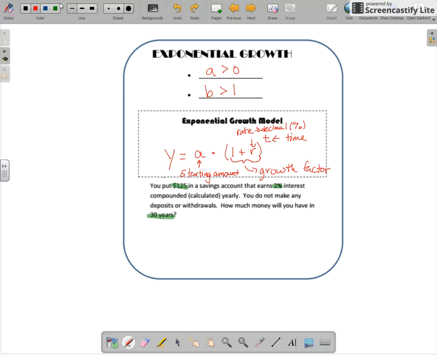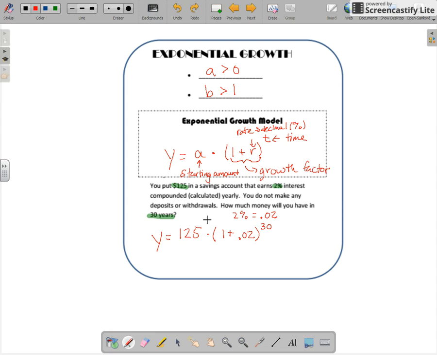Okay, so let's fill in our equation for what we know. Y we don't know. So y is equal to our starting amount of 125 times parentheses, 1 is always there, plus our rate, 2%. 2% as a decimal is 0.02, so plus 0.02, raised to the 30th power, for our time of 30 years.